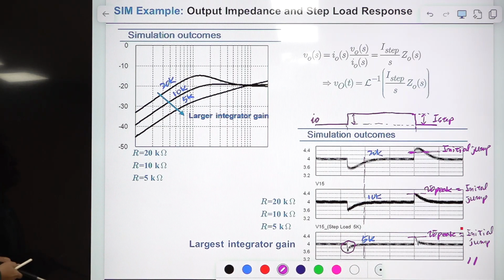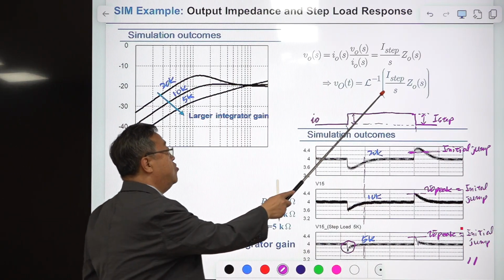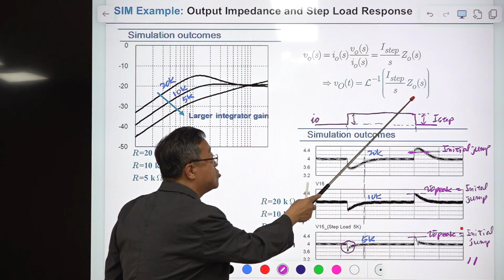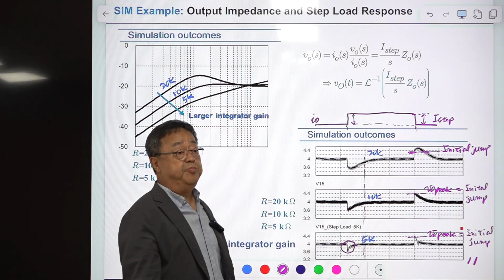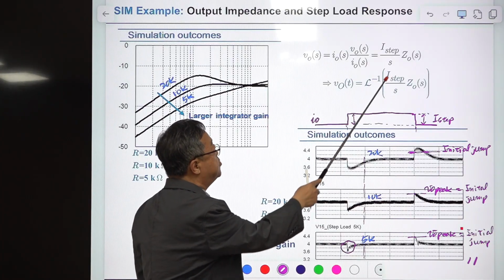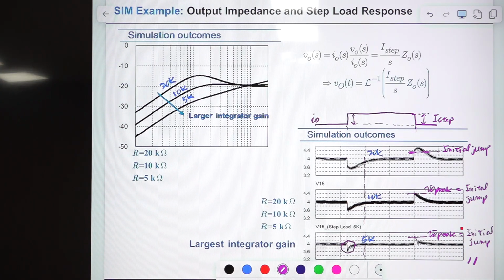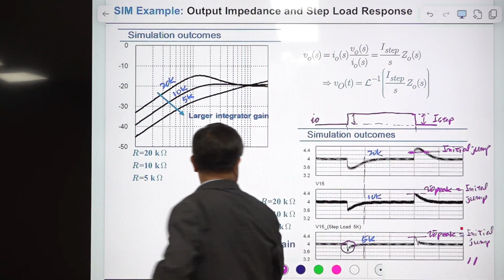If we have the expressions for the output impedance, we use this formula. Okay, this is the transfer function from the load current to output, which is called output impedance, and this is the S-domain expression of step change in the load current. Multiplication of that is S-domain expression of our voltage. If you take the inverse Laplace transformation of that, you will have our voltage waveforms. Okay. This is a simulation. Okay, but you can calculate this. All right. Let's take a look at the simulation result.